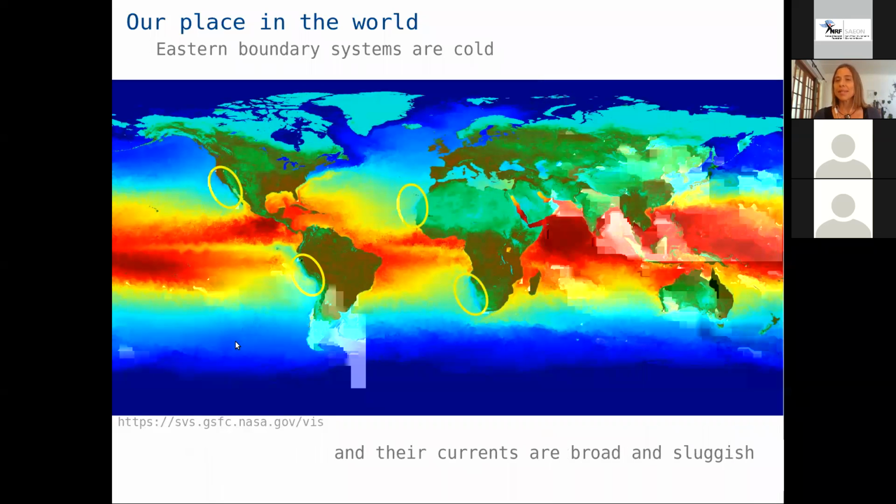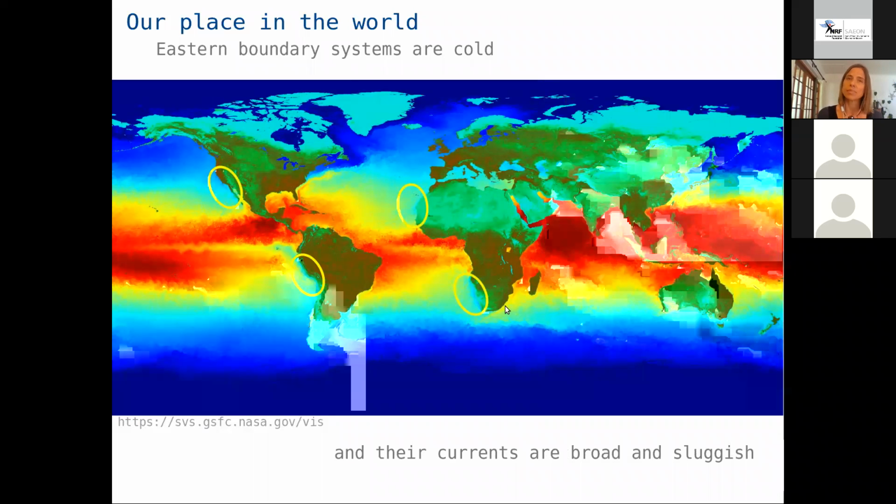Now, while the western boundary currents are very popular and famous and sexy, all dressed in red, I'm going to be focusing on eastern boundary systems. So they are on the west coasts of land masses. They're characterized by cold surface waters. The currents are broad and sluggish and equatorward.